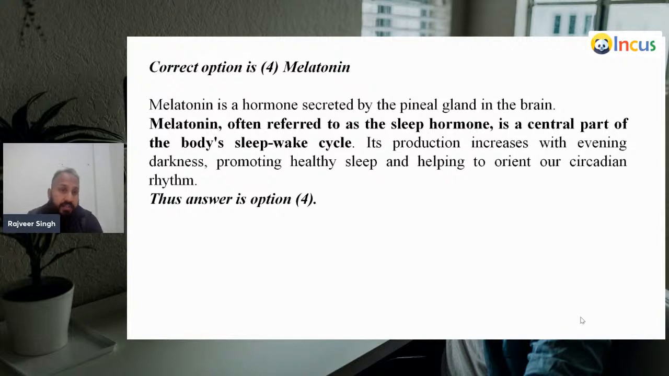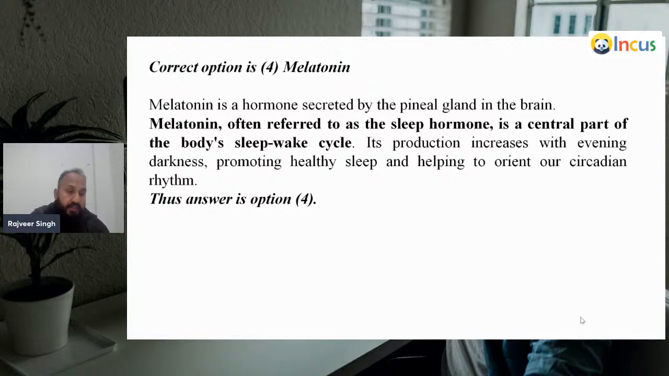As we know about it, melatonin is a hormone secreted especially by the pineal gland in the brain, right? Then after, melatonin, often referred to as the sleep hormone, is a central part of the body's sleep-wake cycle. Its production increases with the evening darkness, promoting healthy sleep, helping to orient our circadian rhythms. So our answer, the fourth, is the right answer.